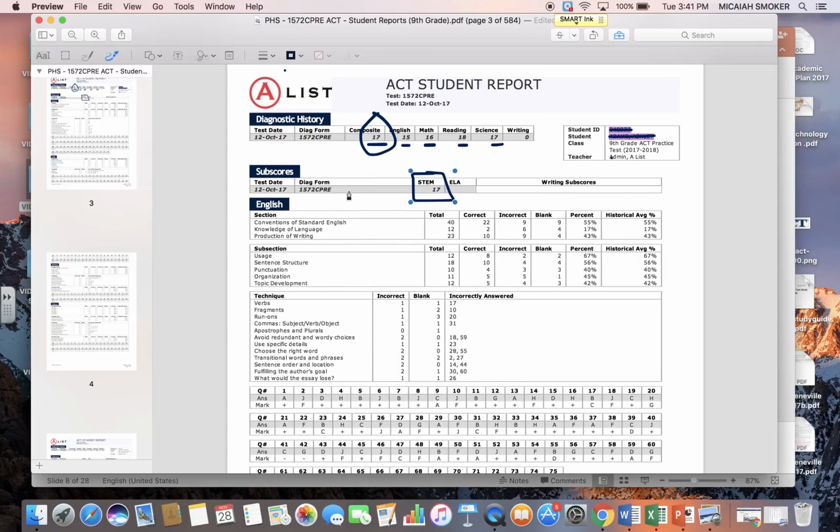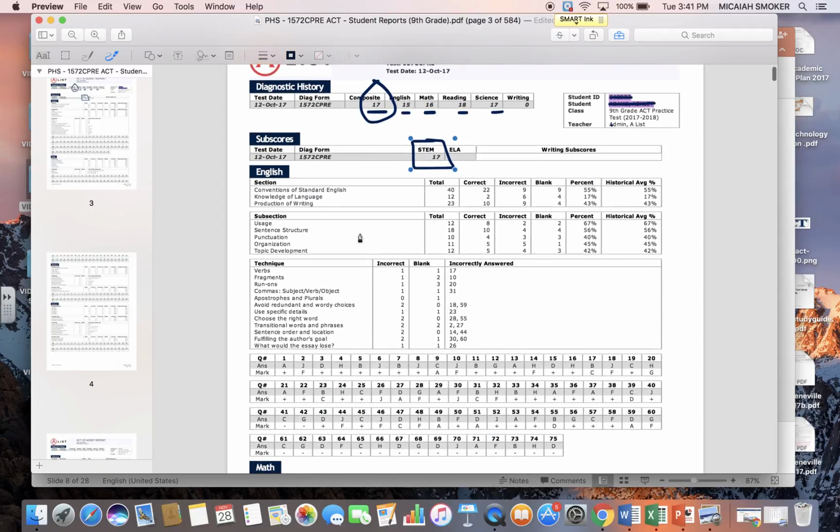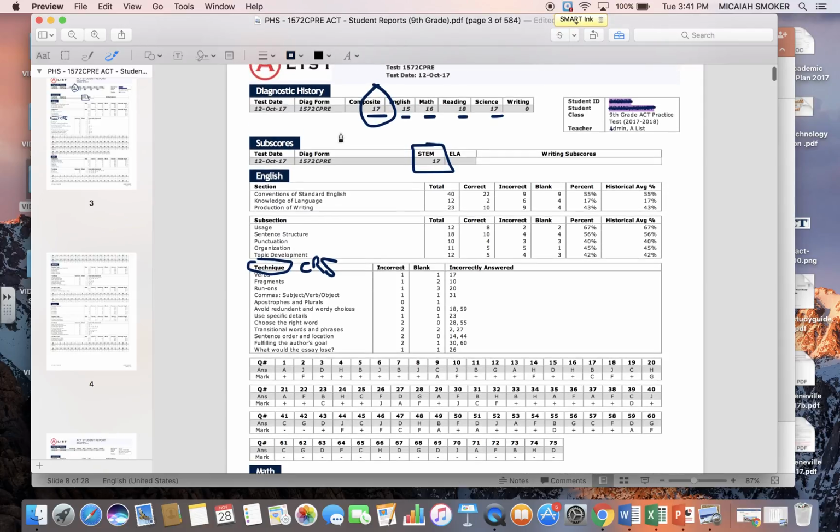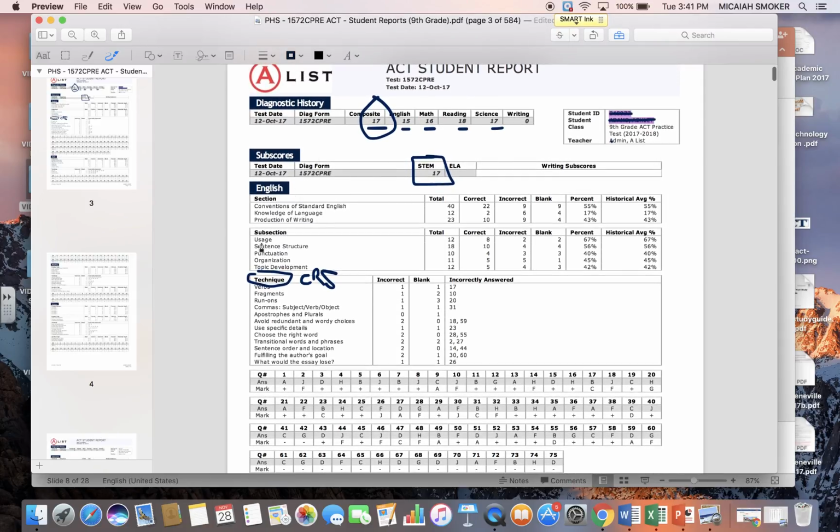Within this report, they give you a data analysis, a breakdown of skills. For instance, on English, they test you on these techniques, which we call CRSs, or College Readiness Standards. These college readiness standards tell colleges if you're ready for the rigor and challenge of college work. A lot of companies break it down differently. A-List has it broken into sections.